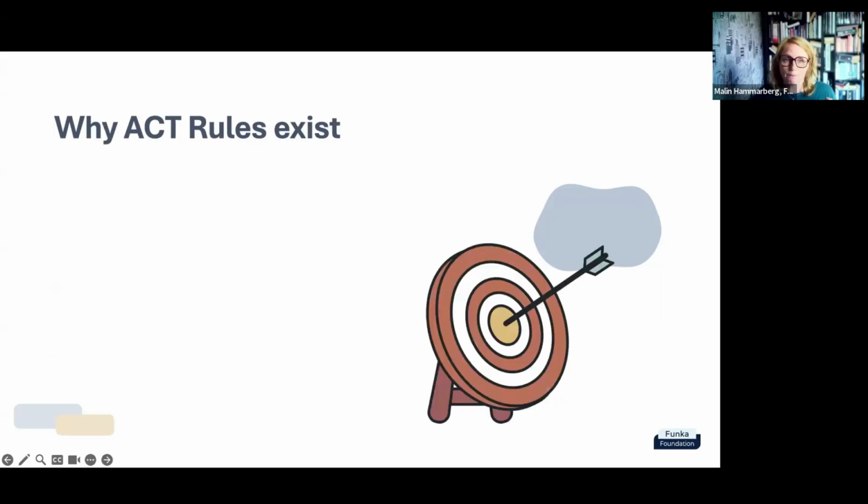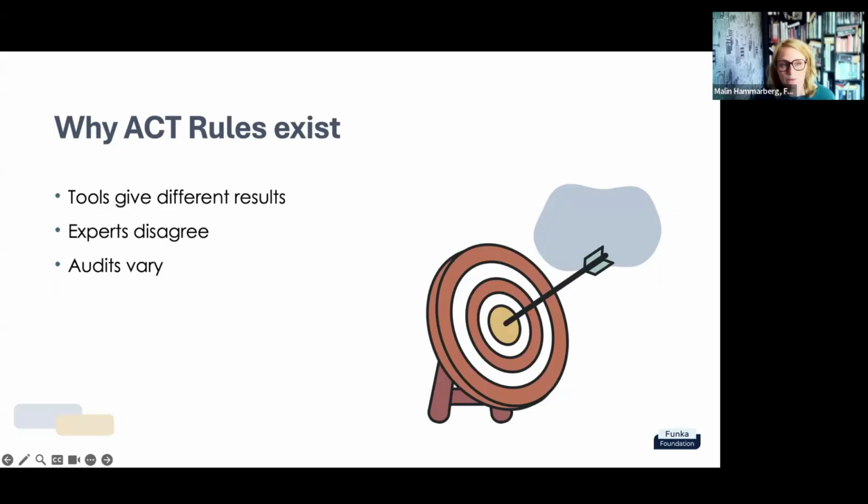So, why do the ACT rules exist? Well, they are created to solve a real problem. Different tools often give different results, so accessibility automated testing tools. And experts don't always agree. We disagree a lot. So audits can vary quite a lot, and this creates confusion, especially for organizations trying to understand if something is actually accessible.